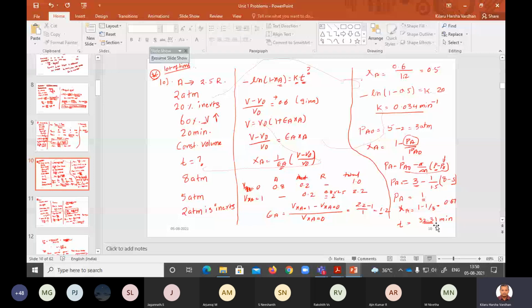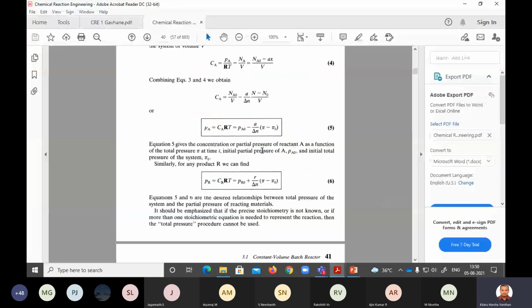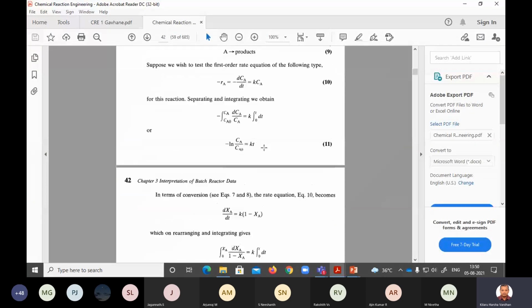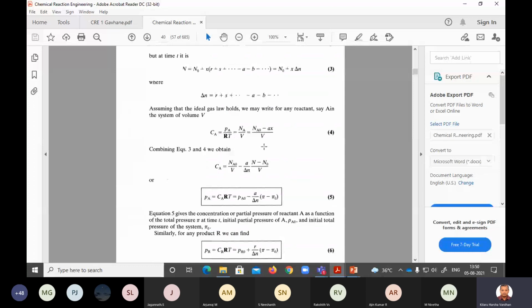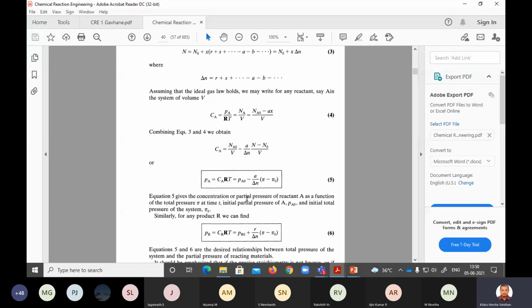Yeah, any doubt? This is how you have to do it. I know you will get a lot of doubts here. Again, I tell you, do some problems given in Levenspiel. This is the Levenspiel book. Already I put it. He gave some problems at the end of it. You try to do those problems, then you will see that this P is different, this PA naught is different, this pi is different, and this pi naught is different. So you have to work out what each one is.